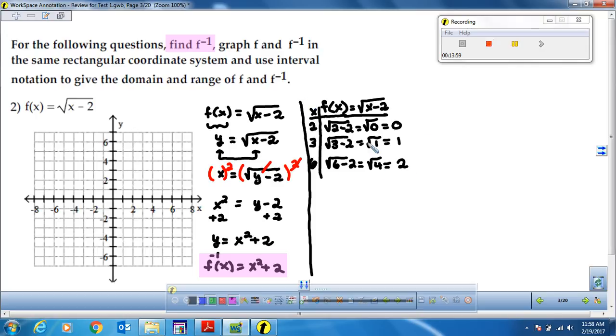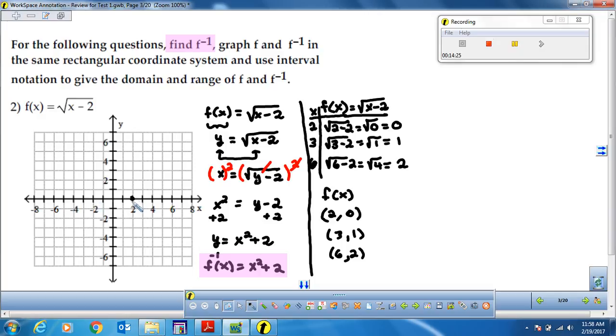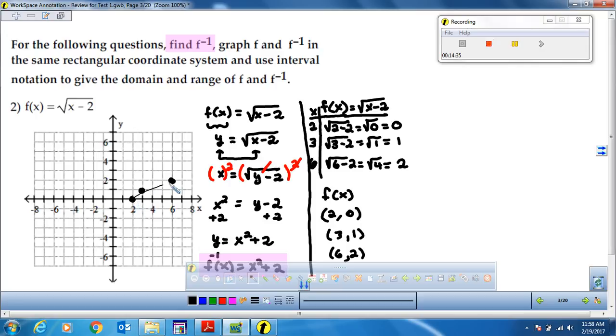So I think that's more than enough, because remember we only require 3 points, right? So the function f of x has the points (2, 0), (3, 1), and (6, 2). So we're going to graph the function f of x, which is (2, 0), (3, 1), and (6, 2). So that creates, remember, since it is a positive square root, the upper half of the sideways parabola, right? That's what it creates. So this is the function f of x.